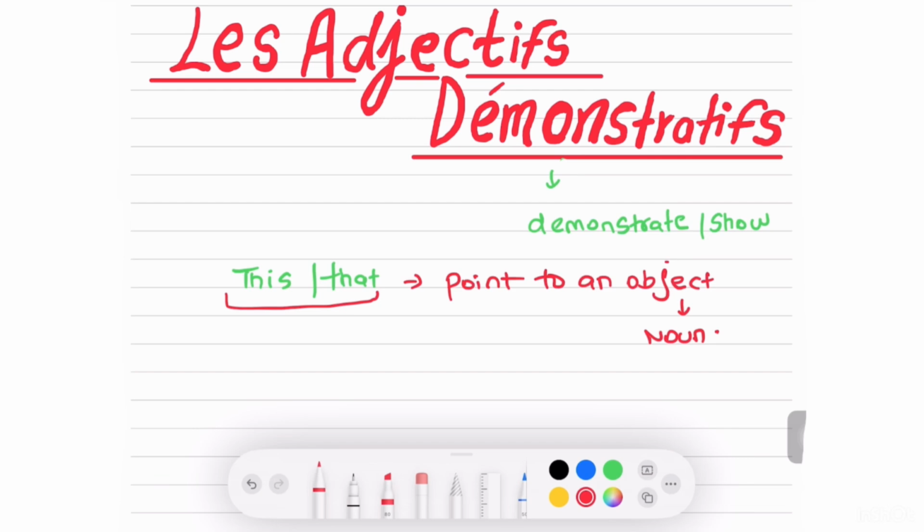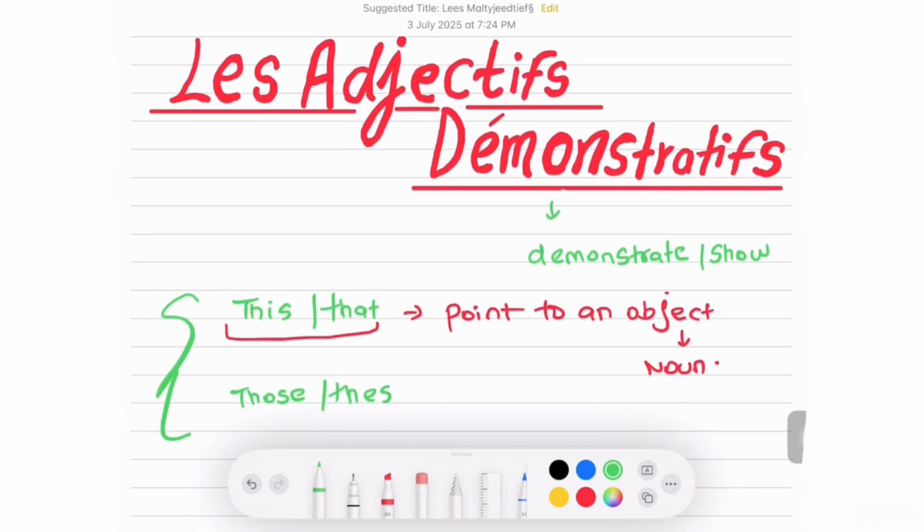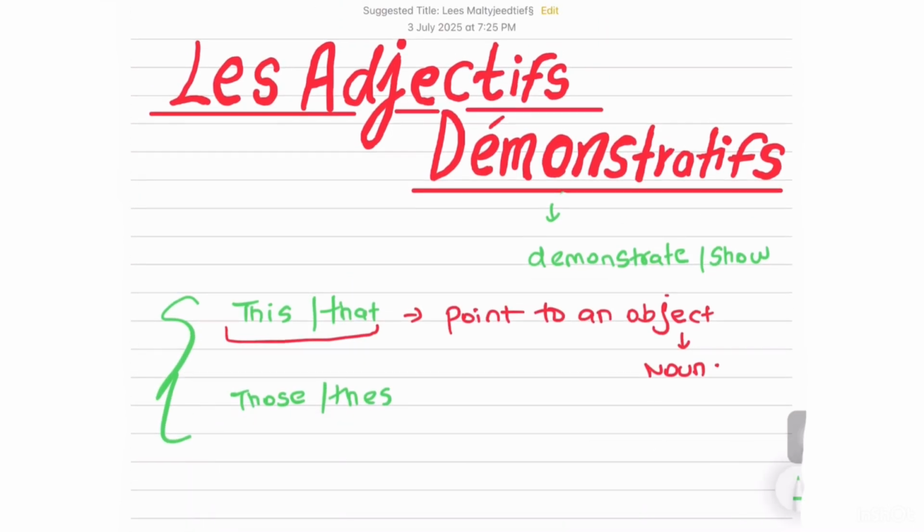Now another way is, for example, if I'm talking about 2-3 books, right? For example, bring me those books or bring me these books. Now these four words are nothing but your adjective demonstrative. We call together this, that, those, these, we call them adjective demonstrative. That is all, les adjectifs démonstratifs. That's just a fancy name for these four words.